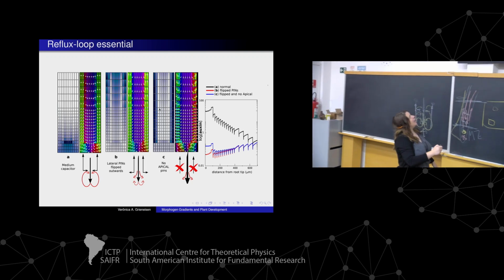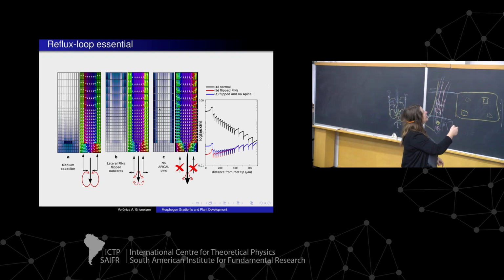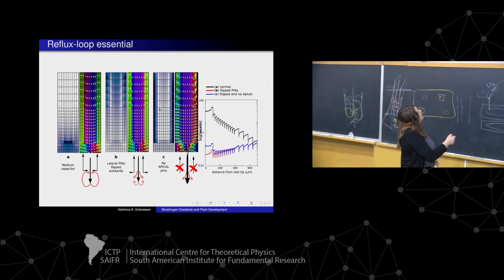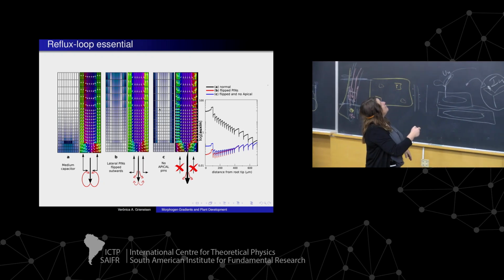This would be our normal root, which we call a certain capacitance. It has this tendency of accumulating oxygen at the tip, right? If we now flip the PINs outwards, but keep everything else the same, the downward flow and the upward flow, we lose the maximum completely, and the concentrations are inverted. So we have this type of graph here.